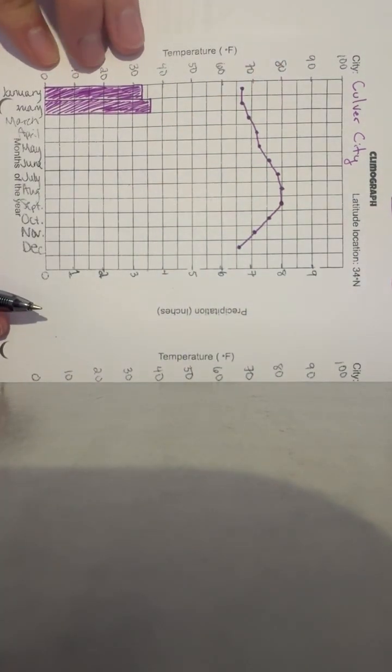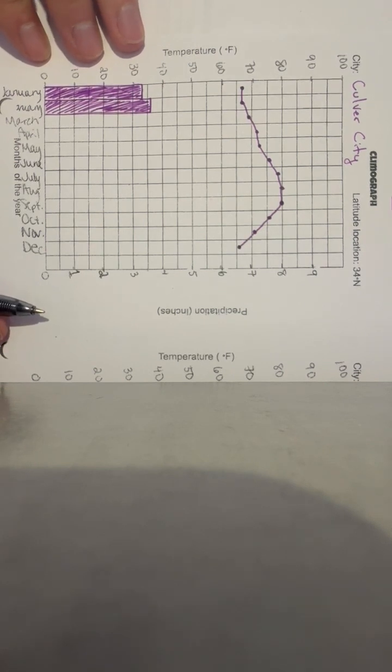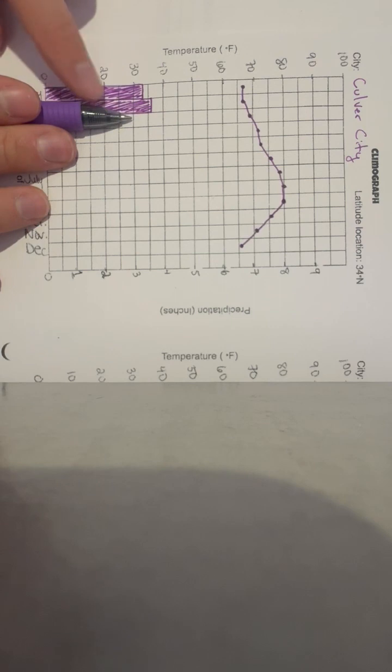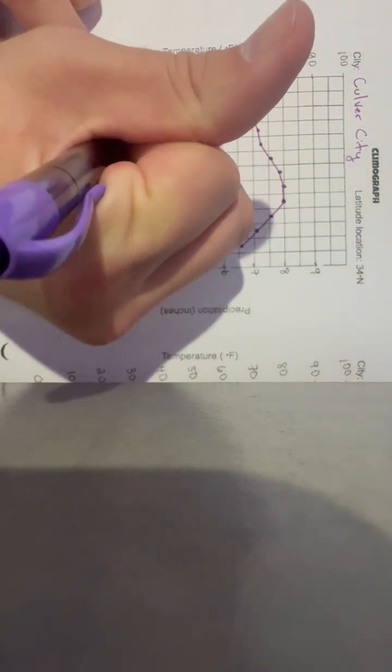For March, what's my number? Alana? 3.14. Happy Pi Day. So on March, I go up to 3. A little bit above 3 is 3.1. And I draw that bar just like this. 3.14 inches of rain in March.